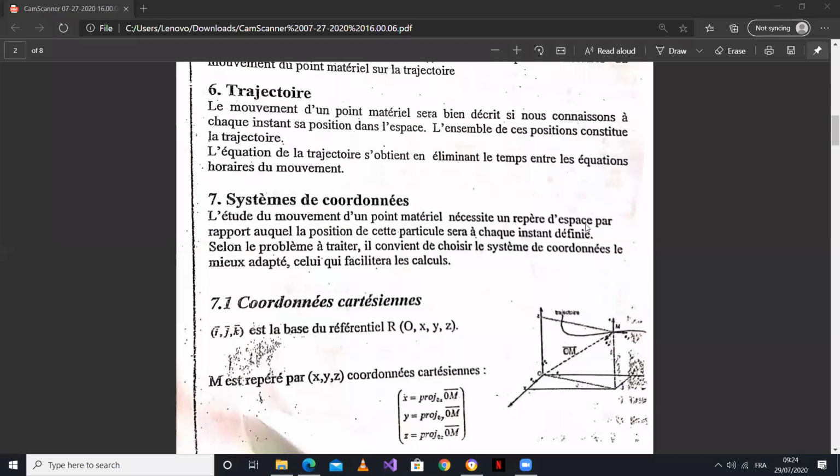Exactly what we were just talking about. A repère is going to help you describe the movements. It's going to help you take note of the position of the point. It's going to help you define exactly where a point is located in space.